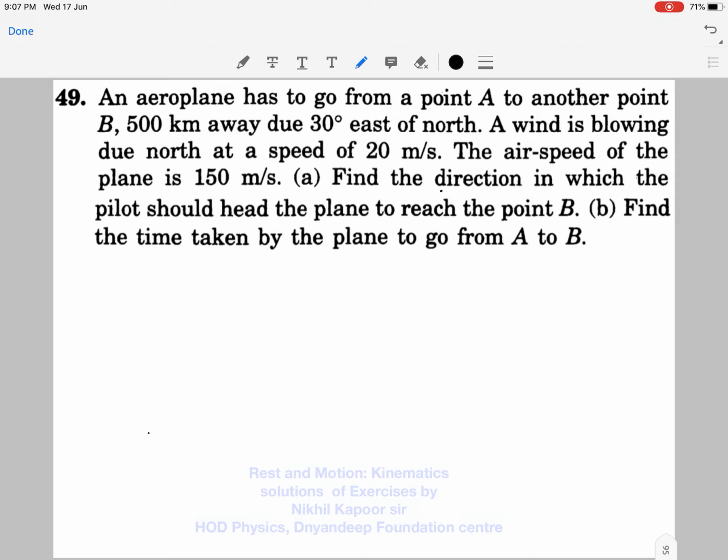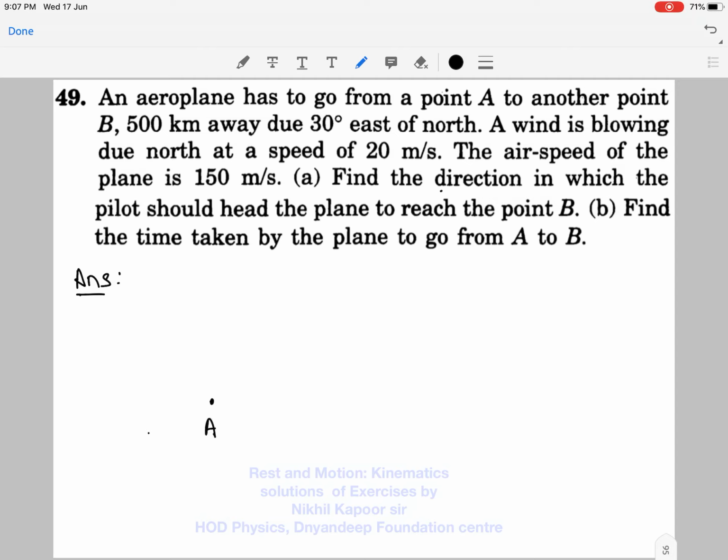Now this is the 49th question from H.C. Verma, exercise of topic kinematics. So let's solve this. An aeroplane has to go from point A to point B, which is 500 km away and 30 degree east of north.